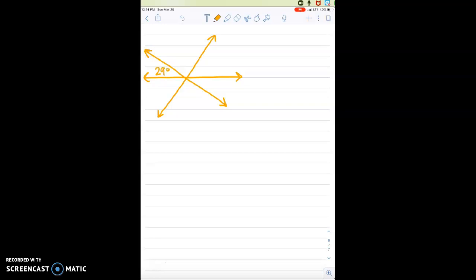So I'm going to label this small angle on the left with 29 degrees, and the one right under it as angle Z, and then the one next to it as 112 degrees, and that's all I'm going to do on here. So number one is going to ask you to write and solve an equation to find angle Z.